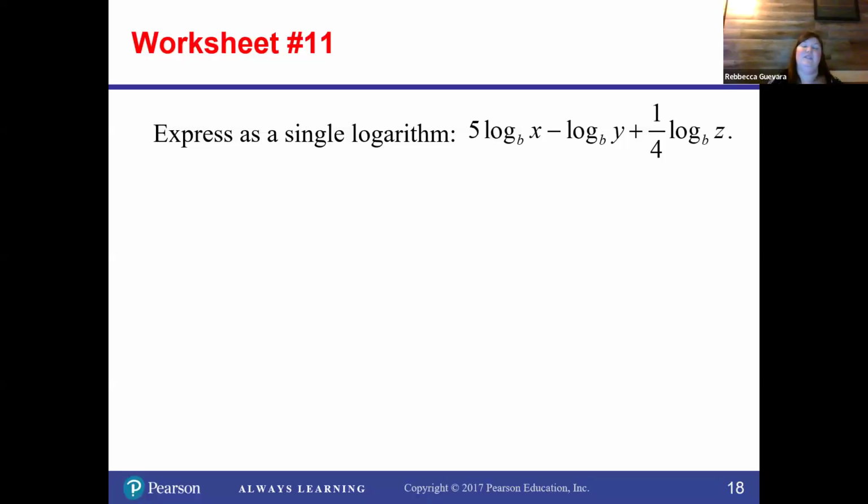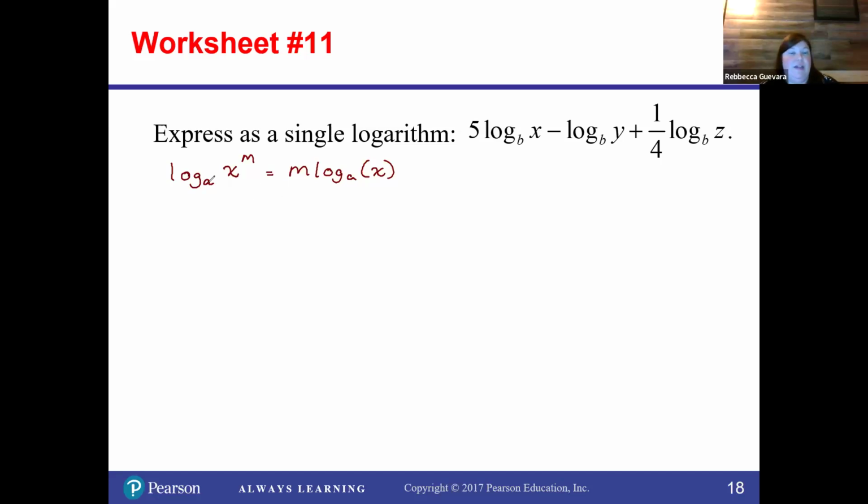Okay, so number 11: take a minute and take this expanded group of logarithms, or function of logarithms, and try to bring it together so we just have a single log. Okay, so hope you had a chance to work on that.